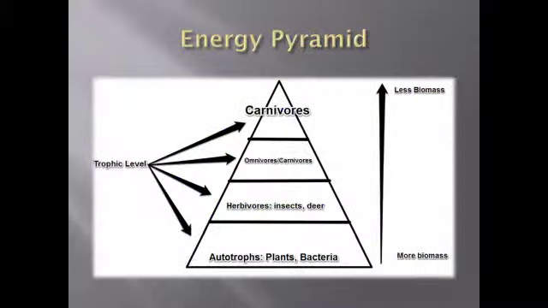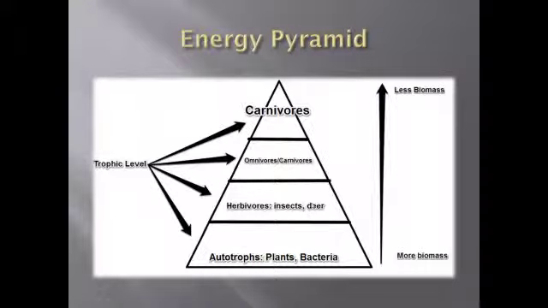Okay, this is the last concept for this chapter that is going to be a little bit of a challenge for you guys. This is called an energy pyramid. An energy pyramid basically talks about where energy is going in an environment, in an ecosystem. Here at the bottom of the pyramid, you have autotrophs, you have plants and bacteria, things like that. These are the ones that are turning sunlight into energy, basically.